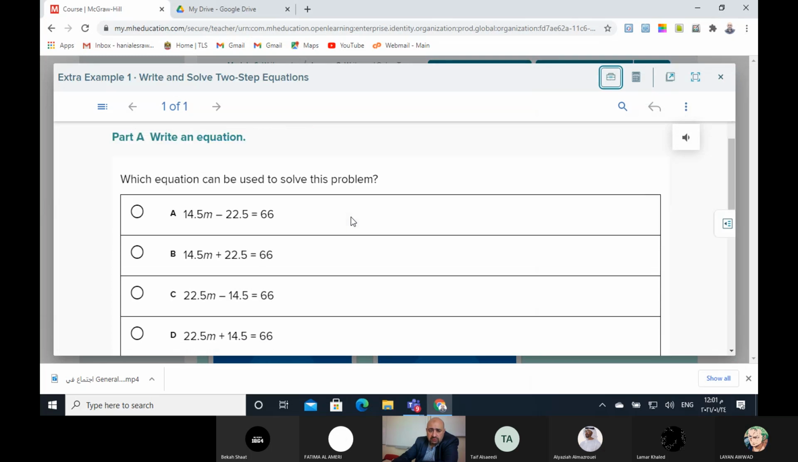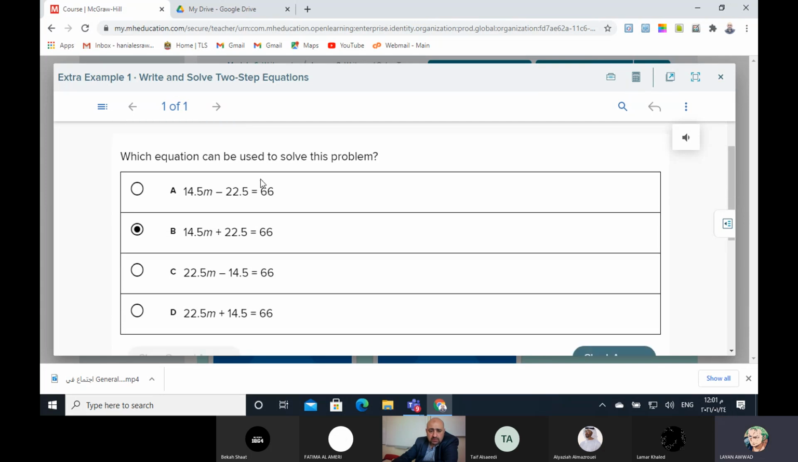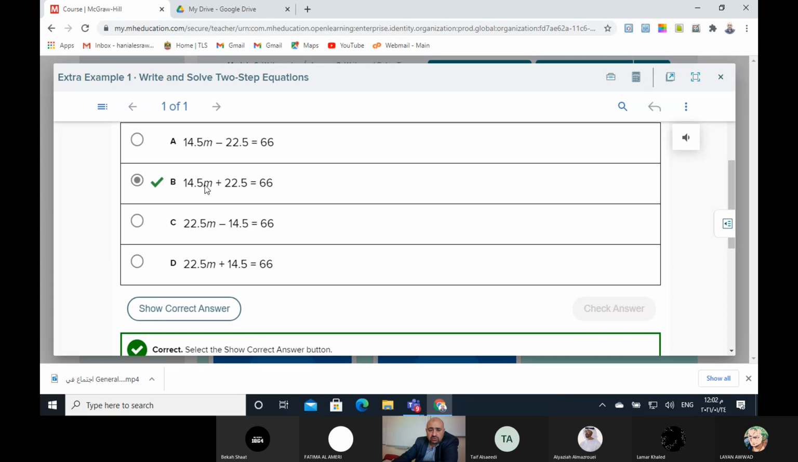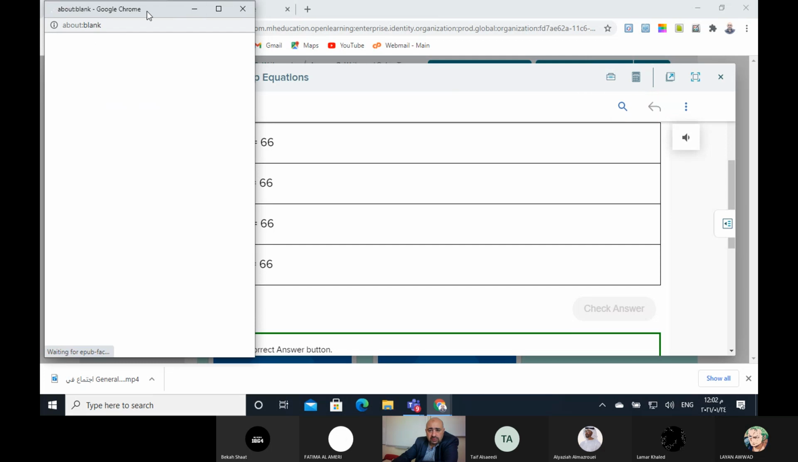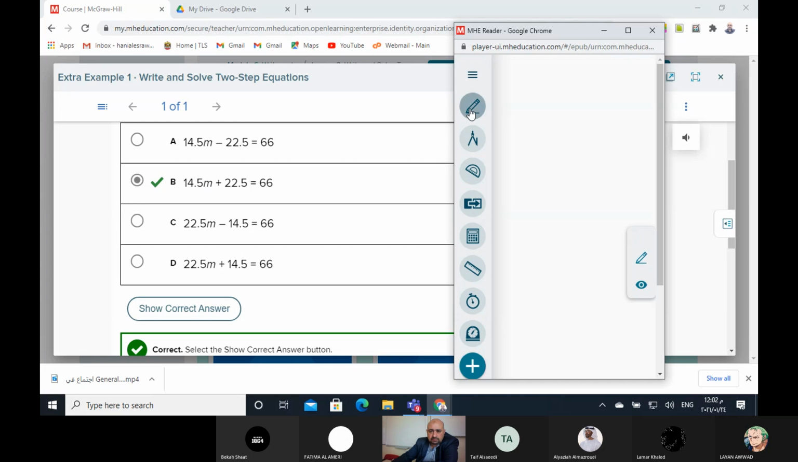Okay, now we have four equations. Which is the true equation, A or B or C or D? B. Great. Let's check. Okay, B. Now we want to solve it to know the value of m. You have 2 minutes, please. Try to solve it and tell me the answer. What is the value of m? What is the solution here?